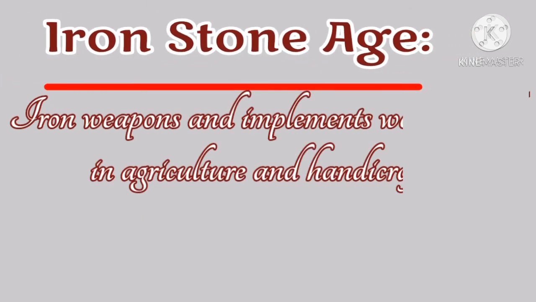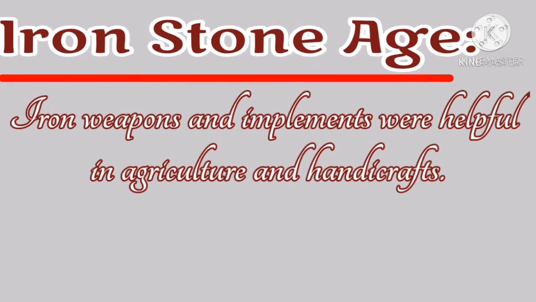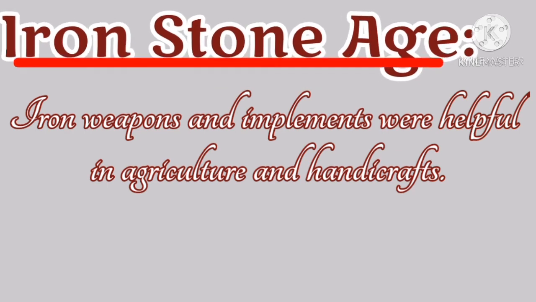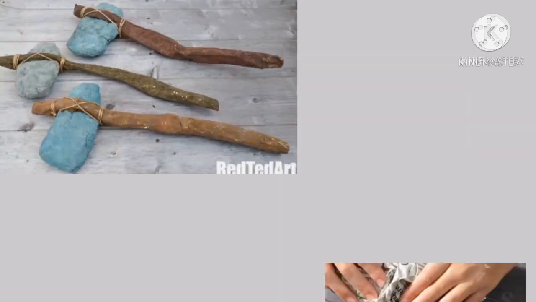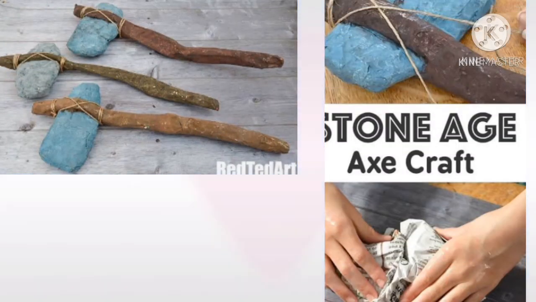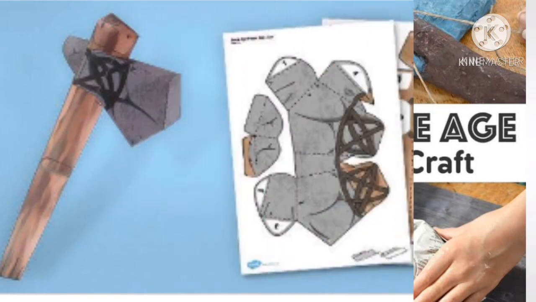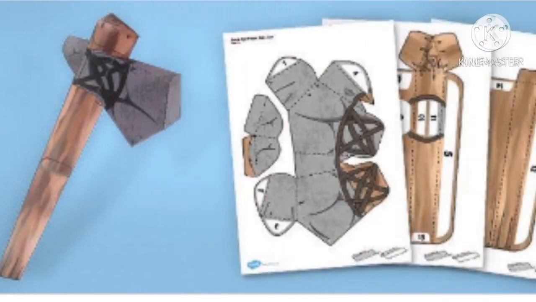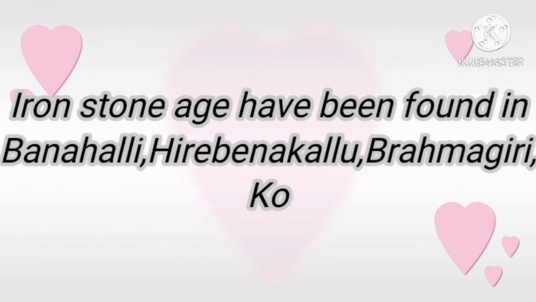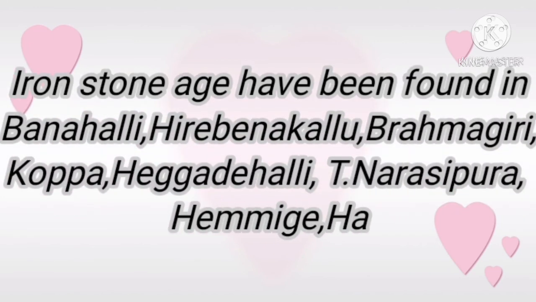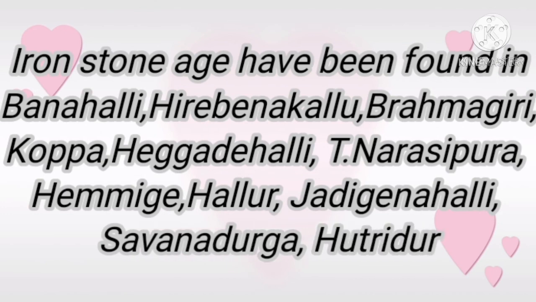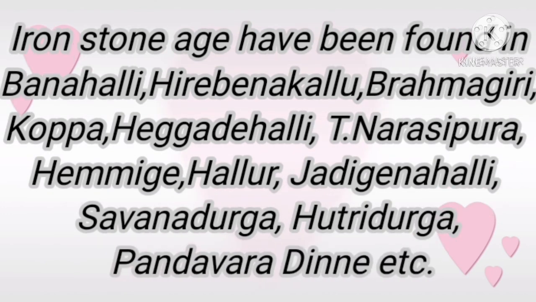Iron weapons and implements were helpful in agriculture and handicraft. Handicraft is a type of craft where people make things by hand using only simple tools. The evidences of the Iron Age have been found in Banahalli, Hirebenakallu, Brahmagiri, Koppa, Heggadehalli, T. Narsipura, Hemmige, Haluru, Jadigenahalli, Savanadurga, Utridurga, Pandavaradinne, etc.